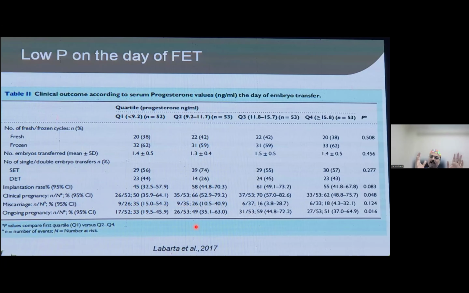So whenever you're doing a FET, ensure that on the day of embryo transfer, you at least have progesterone more than 10 and then go ahead with the embryo transfer.